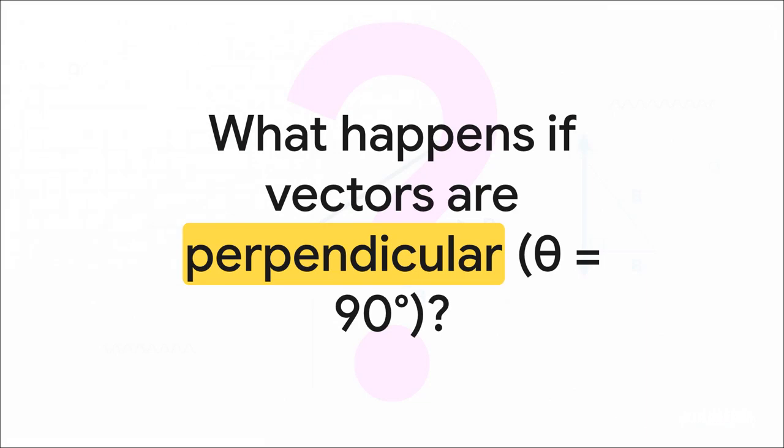Okay, quick pop quiz for you. Let's imagine our two vectors are sitting at a perfect 90-degree angle to each other. They're perpendicular. What do you think our formula is going to spit out? Well, the math gives us the answer right away. The cosine of 90 degrees is simply 0.